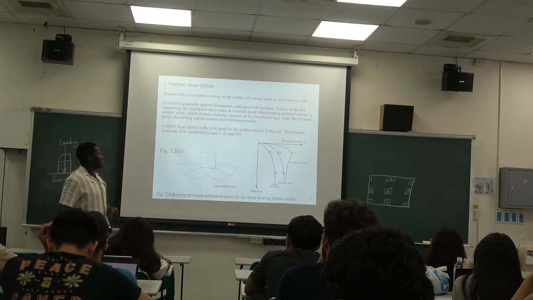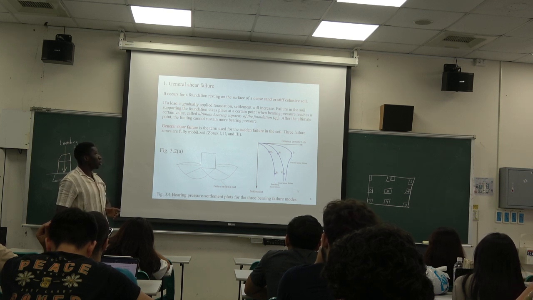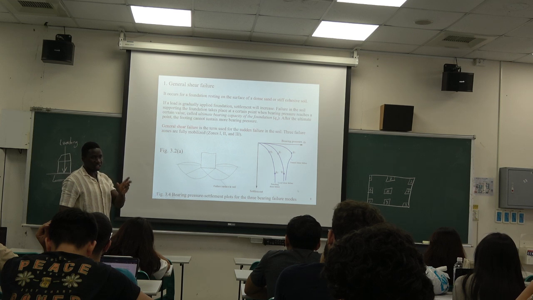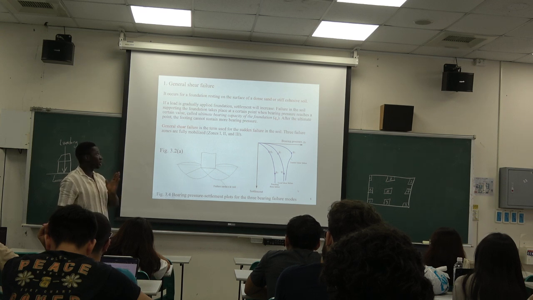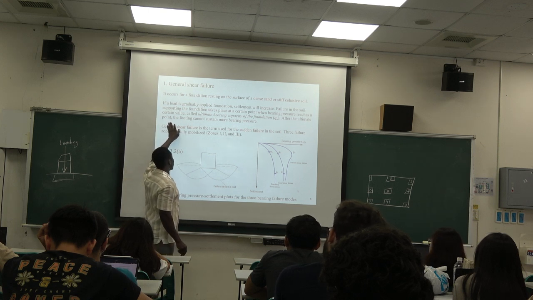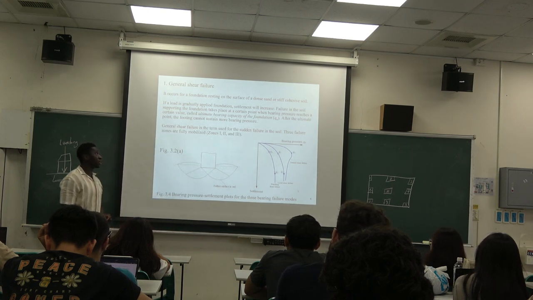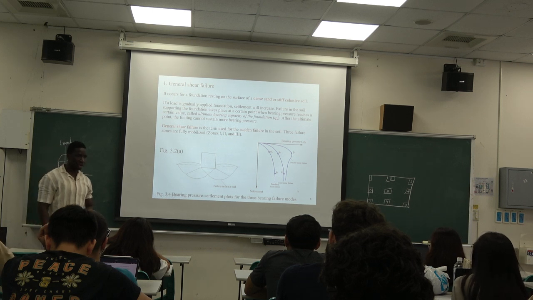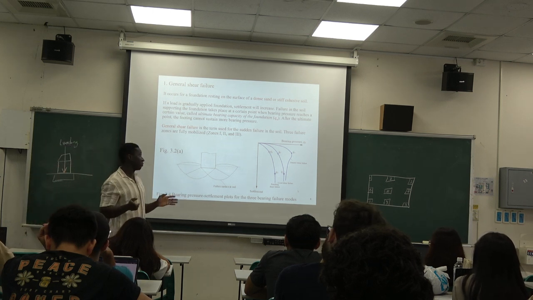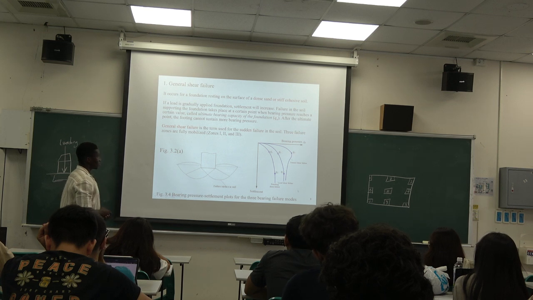Failure in the soil supporting the foundation takes place at a certain point when the bearing pressure reaches a certain value called the ultimate bearing capacity. So the ultimate bearing capacity is the maximum load that we expect our foundation to be able to sustain. So once you go beyond that, what happens? You have failure. Okay, so that's the ultimate. So it says after the ultimate point, the footing can no longer sustain more pressure. Okay, if you pass the ultimate, it can only fail. It can't handle it anymore.